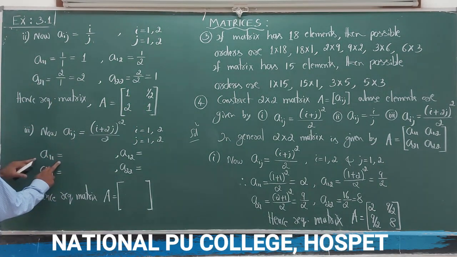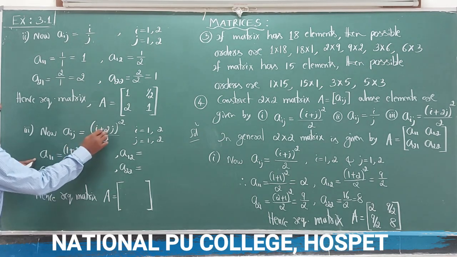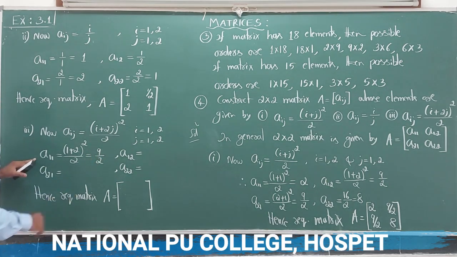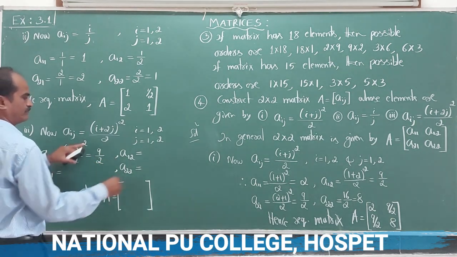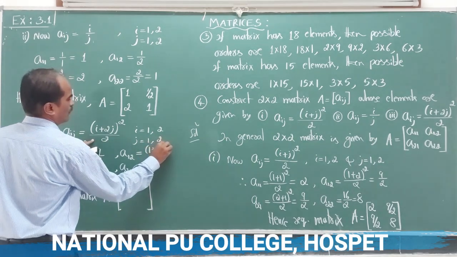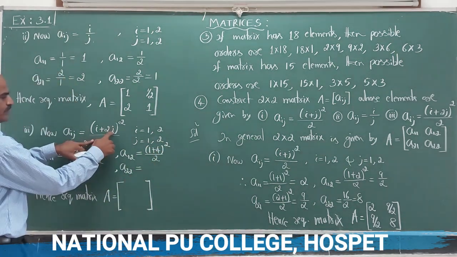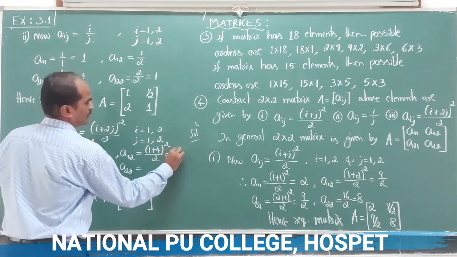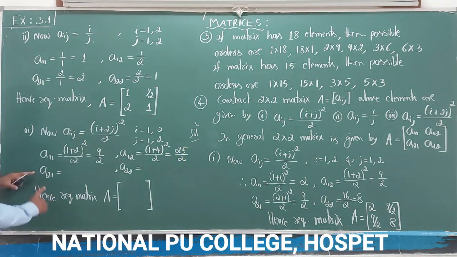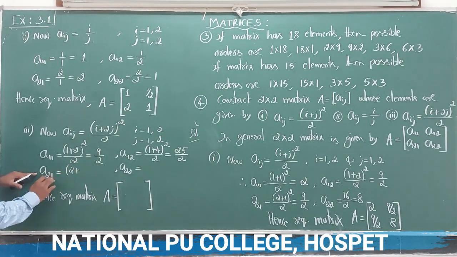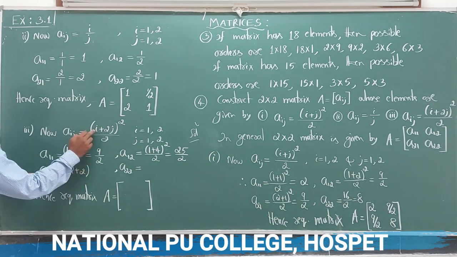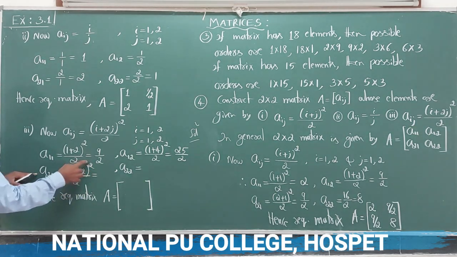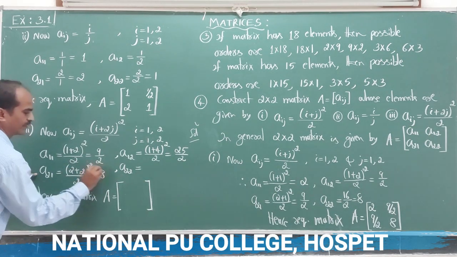A11 is (1 plus 2 into 1) whole square by 2, that is 9 divided by 2. A12 is (1 plus 4) whole square divided by 2 because 2 into j, 2 into 2, 4. 1 plus 4 whole square, that is 5 square, 25 divided by 2. A21, i value is 2, j value is 1. So (2 plus 2 into 1) whole square divided by 2, it is 4 square, 16 by 2, that is 8.